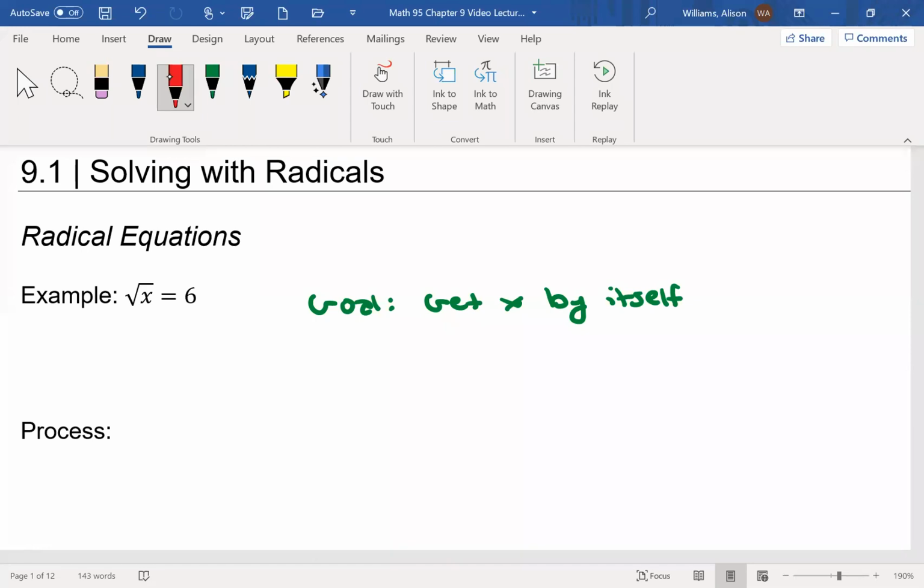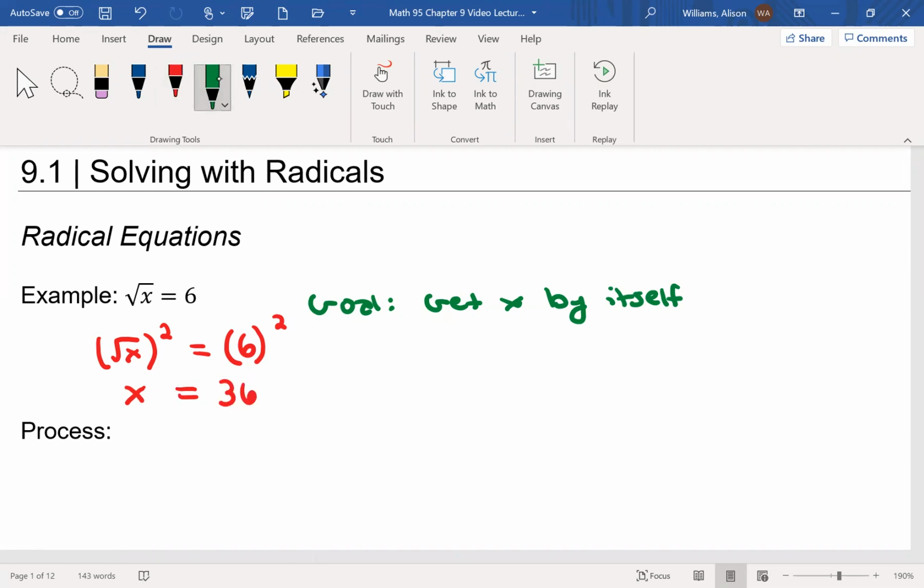The opposite of square rooting is squaring. So if I raise the square root of x to the power of 2, or square it, that's going to basically cancel the square root. But what I do to one side, I have to do to the other. So if I square the left side, I have to square the right side. The square and the square root cancel each other out. They actually undo each other. And I'm left with x equals 36.